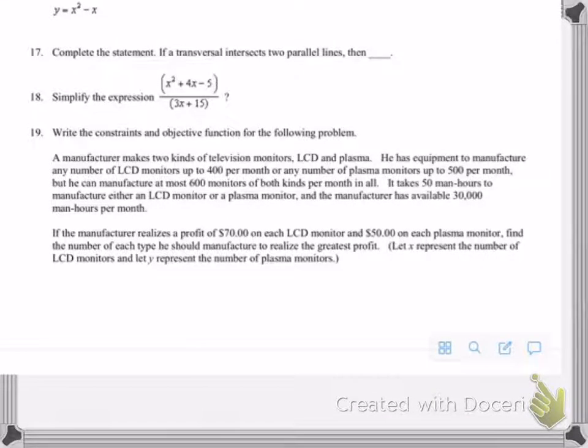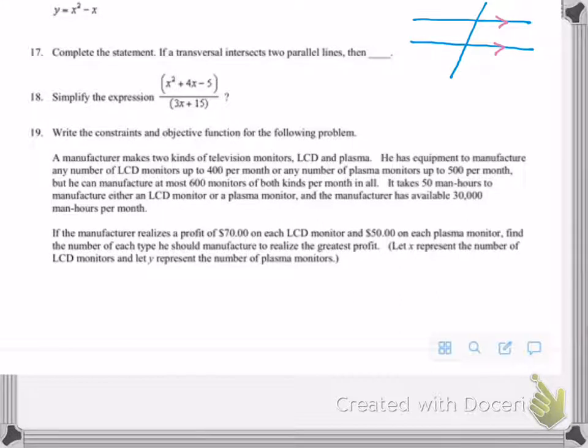In number 17, we just need to complete a statement. It says, if a transversal intersects two parallel lines, then there are several things that happen. Remember, in a transversal intersecting two parallel lines, this blue line would be the transversal, and these two we'd call parallel lines. Now, you can indicate that lines are parallel even if they don't look like they are by putting these two little arrows on them, though they don't happen at the end of a line.